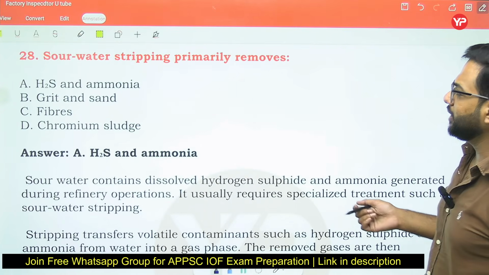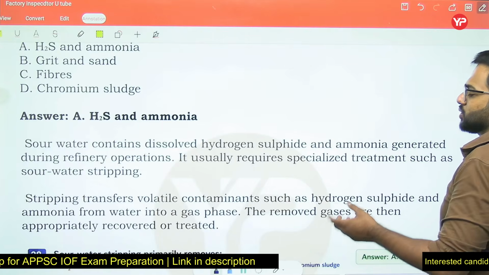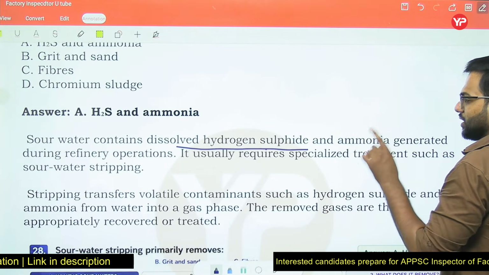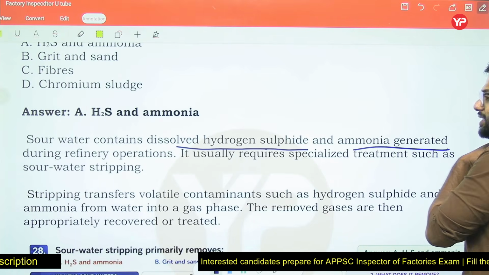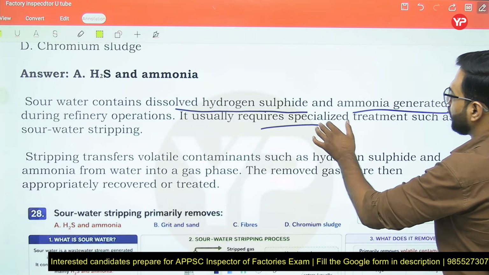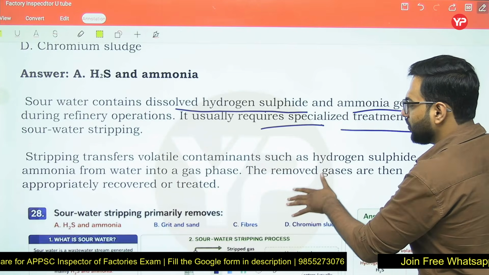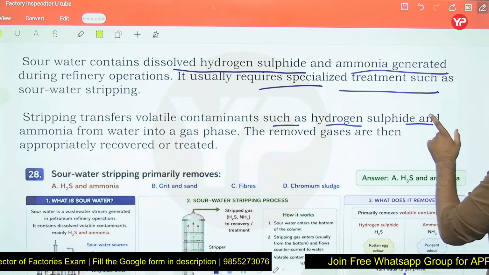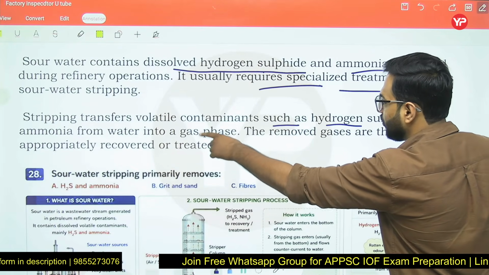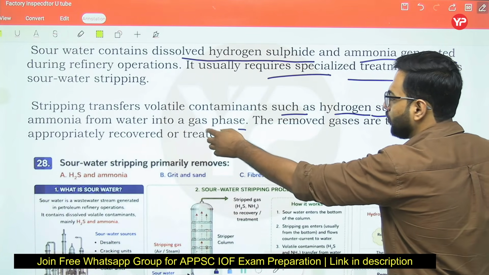Sour water stripping primarily removes what? First of all, sour water consists of dissolved hydrogen sulfide and ammonia generated during refinery operations. Remember this point. So it usually requires specialized treatment such as sour water stripping. Stripping transfers volatile contaminants such as hydrogen sulfide and ammonia from water into a gas phase.